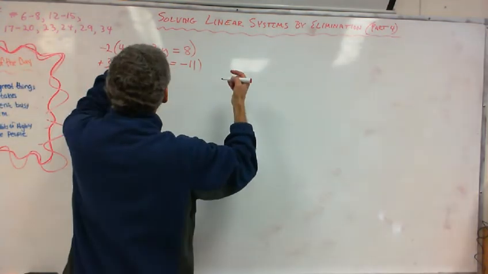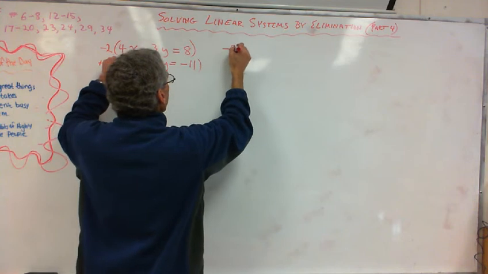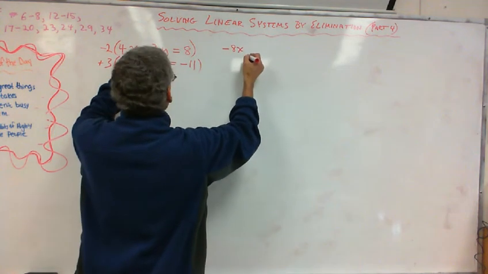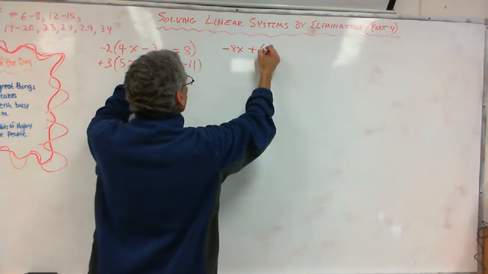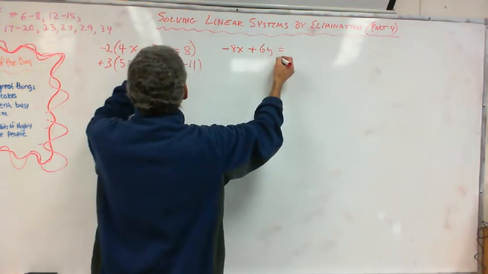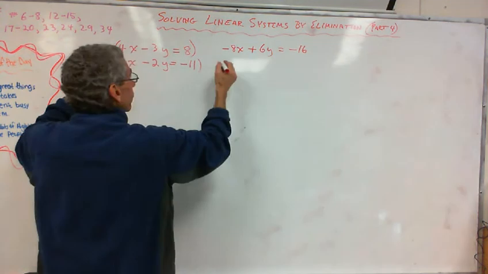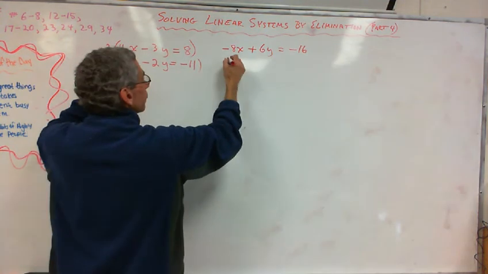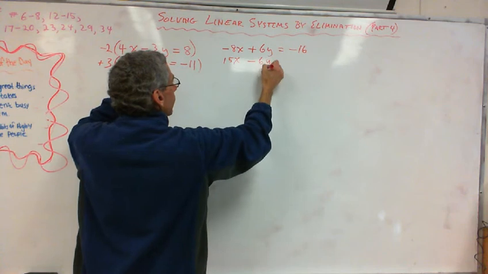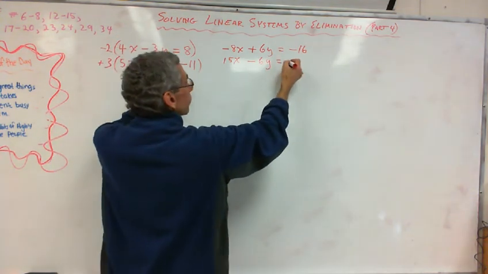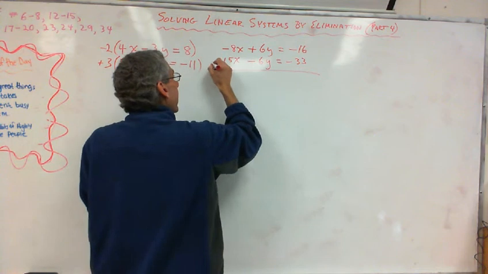But don't forget, you've got to multiply everything. Negative 2 times 4x is negative 8x. Negative times negative is positive, so negative 2 times negative 3y is positive 6y, equals negative 2 times 8, which is negative 16, right? All right, here we go. 3 times 5x is 15x. 3 times negative 2 is negative 6y, equals negative 33. You with me? And now we're just going to add them together.